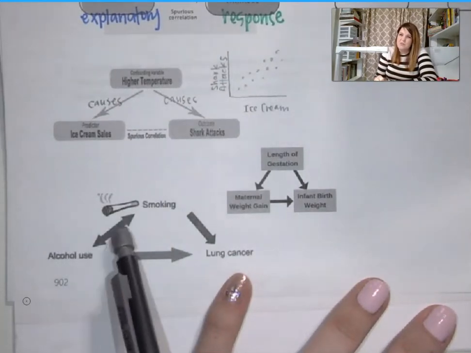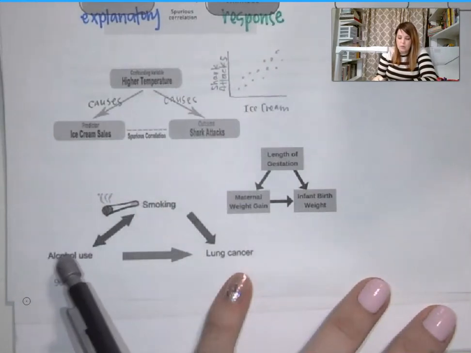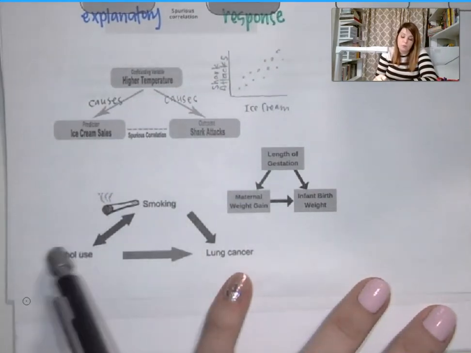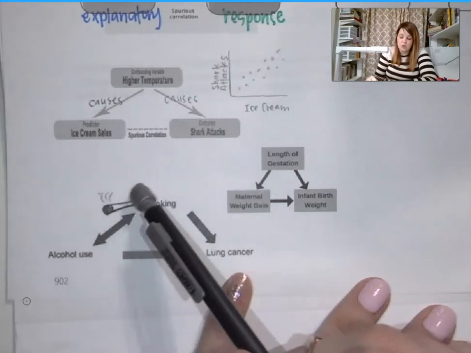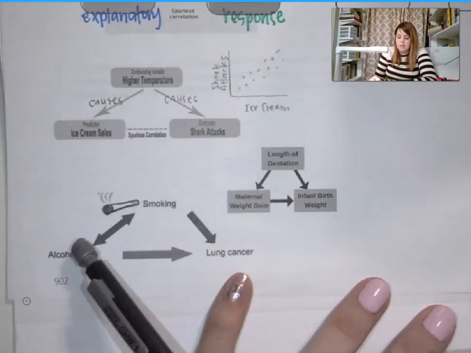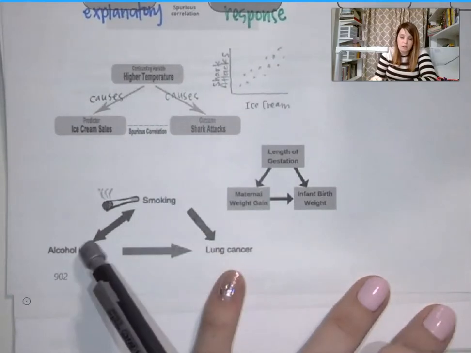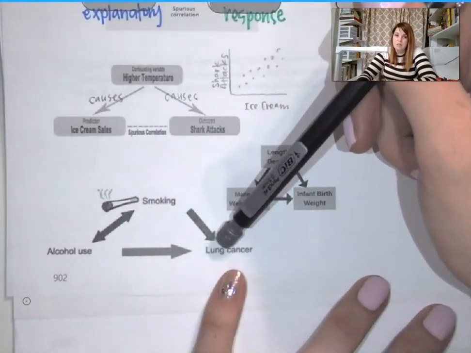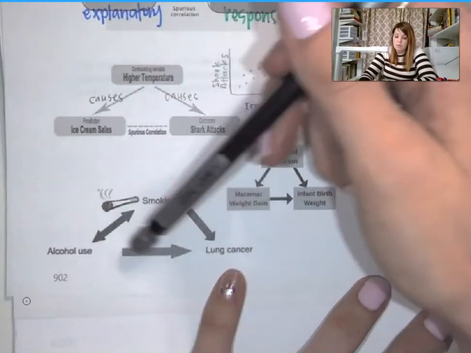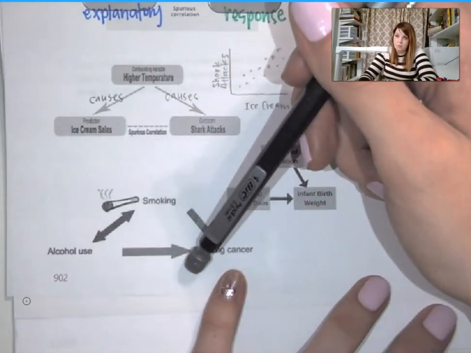Oftentimes, well, I don't know if it's oftentimes, but I do know that there are people that will smoke when they drink, and sometimes only smoke when they drink. So there's this idea that either the alcohol use causes the smoking or the smoking causes the alcohol use, but the smoking also causes the lung cancer. So that's why we're seeing this relationship, but it's not a causal relationship.